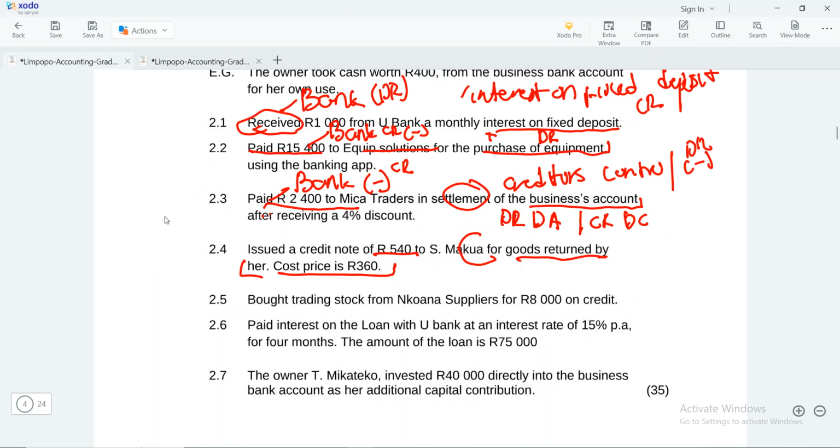Okay, next, here they're saying that we bought trading stock from Nkwana suppliers for 8,000 on credit. Whenever they say we bought trading stock, it's a plus to your trading stock. So this is the account that will debit, because trading stock is an asset, but they are saying that we bought on credit, which means that our liabilities are going up. So we'd have to credit creditors control. So it will be a plus on both sides, on the liability side as well as on the asset side.